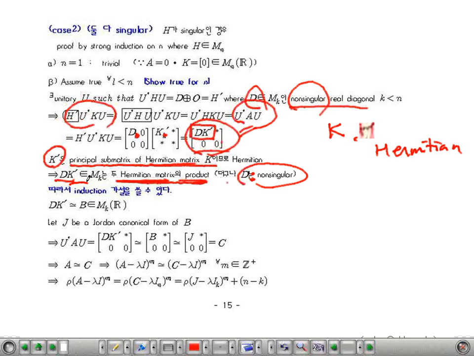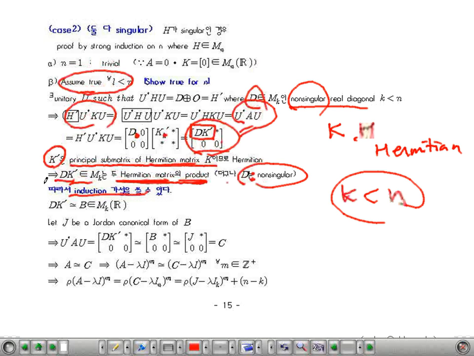And K is strictly less than N. Now we can use the induction hypothesis, because we have a product of two Hermitian matrices with a smaller size. Then DK prime is similar to a real matrix B of size K. Now let J be a Jordan canonical form of this real matrix B.